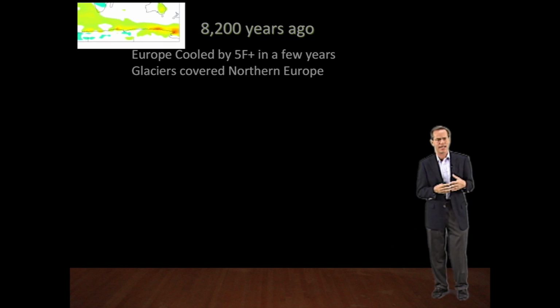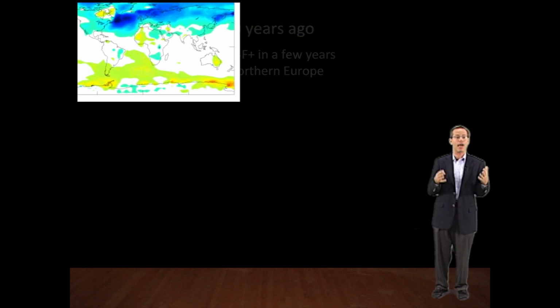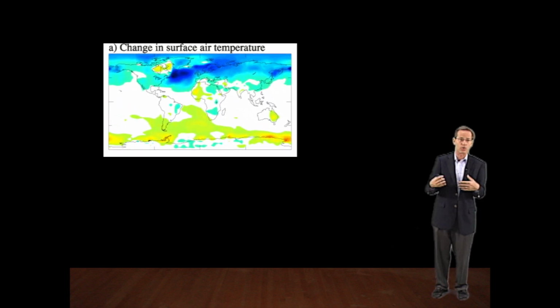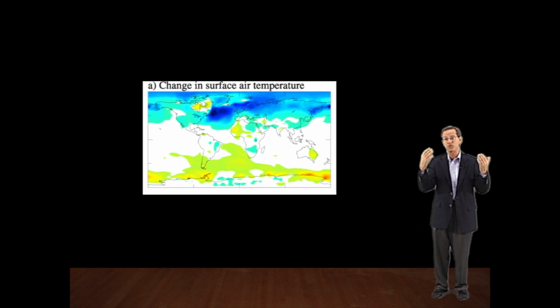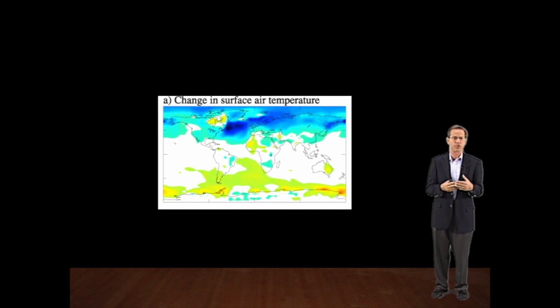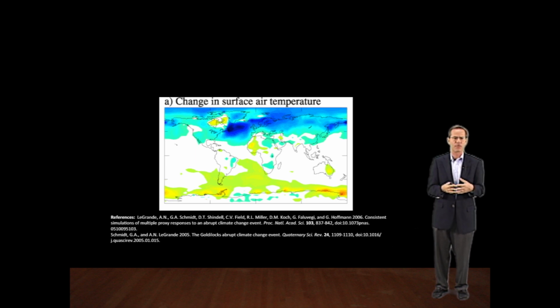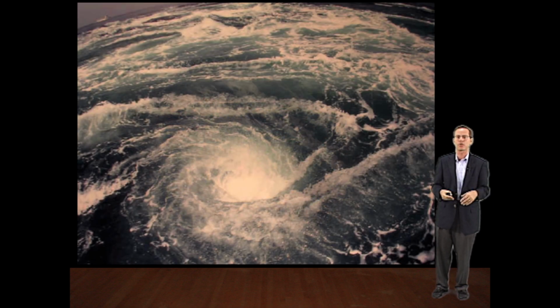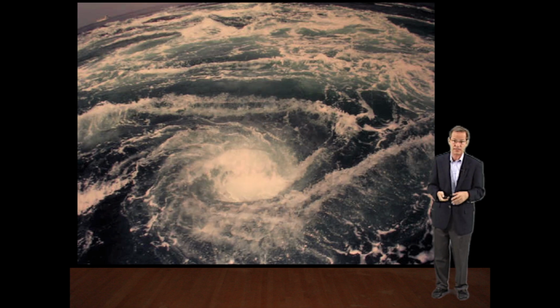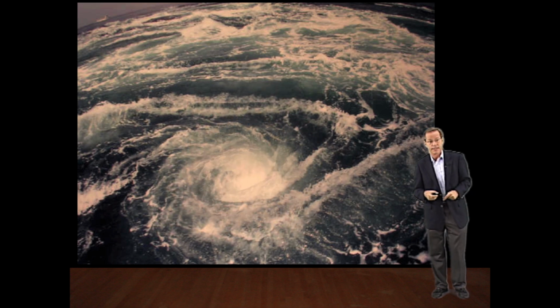So let's look back 8,200 years ago. We said that flow stopped. What happened? Well, Europe actually cooled by about 5 degrees, and glaciers moved all the way down through Europe. So they saw a huge change in surface temperature. We know this from the fossil records. We can see what happened. And so this did happen. This is a fact. It's not that it might happen. We don't know if that's going to happen again, but it did happen 8,200 years ago for other causes, and we should note that that's the case.